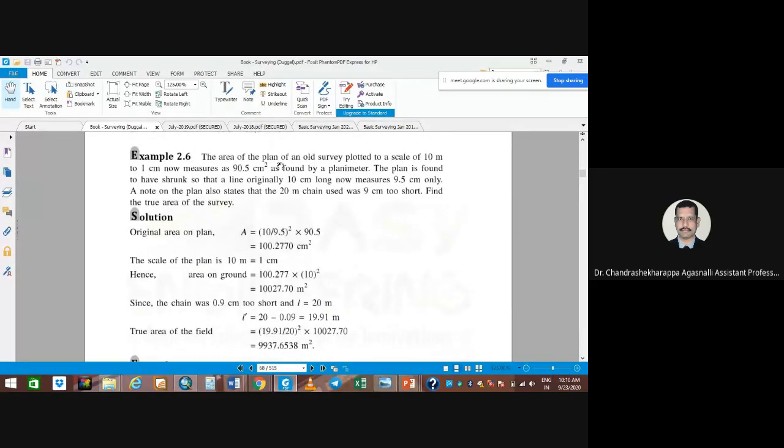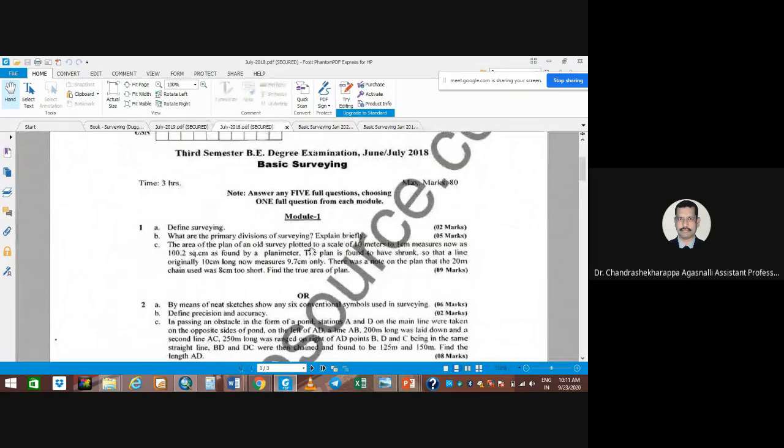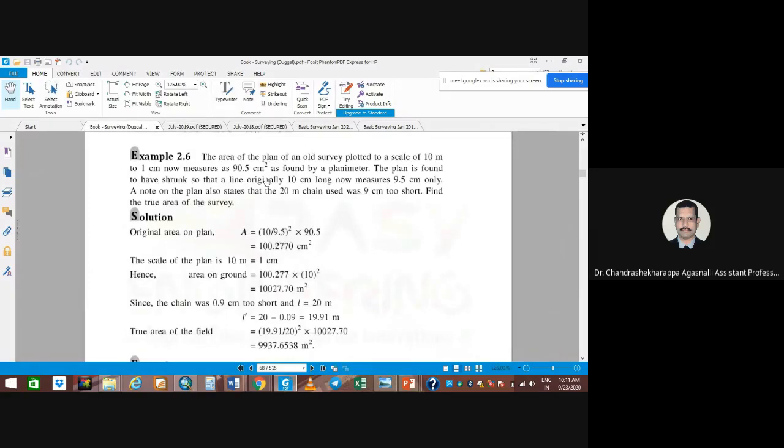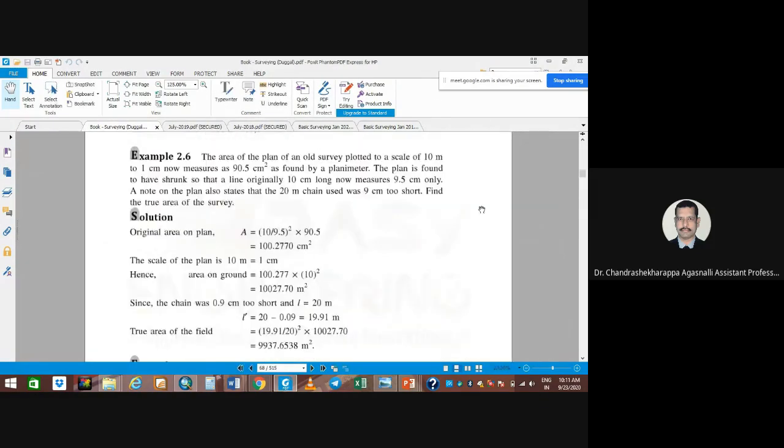The area of a plan of an old survey plotted to a scale of 10 meters to 1 centimeter is measured as 90.5 centimeter square, as found by a planimeter. The plan is found to have shrunk, so that a line originally 10 centimeter is now measured as only 9.5 centimeter. It occurs in the same way here, so almost 9.7 centimeter. Yes, it's 90.5. And maybe 9.5 is 90.5. This is almost the same.